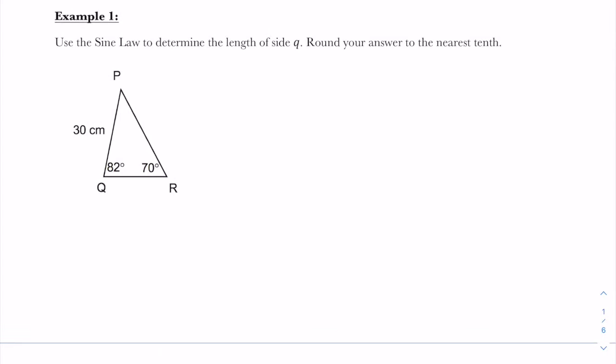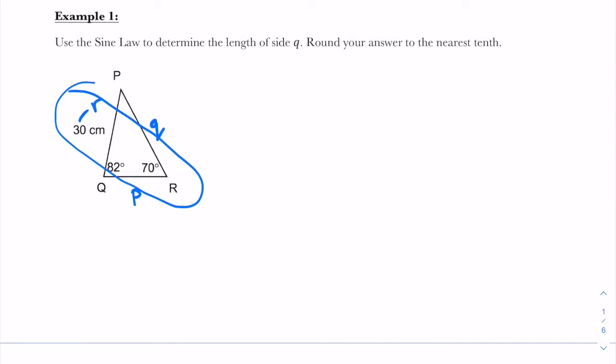Alright, so we're going to use the sine law to determine the length of side Q. Let me just label that in the picture below. That would be the side opposite angle Q. And side P is the side opposite angle P. And we're given side R, which is 30 centimeters. With that being said, we're going to want to work with angle Q because we have its angle and we want to find its side. And I'd also recommend you work with R because we have both the side and the angle for R.